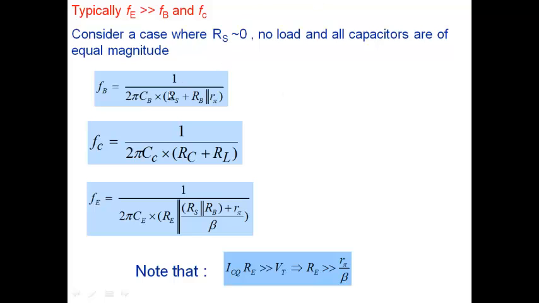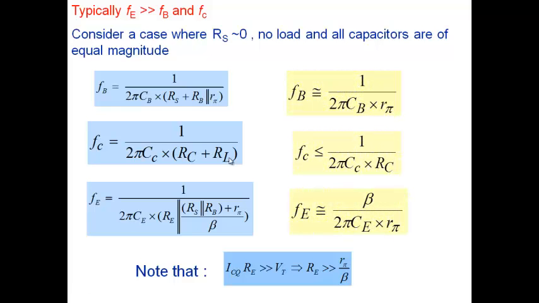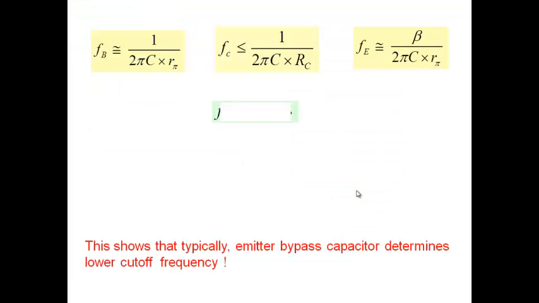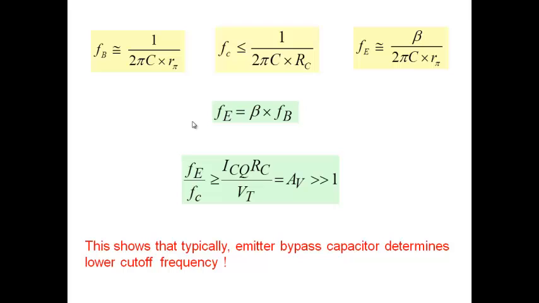If you start looking at these expressions for FB, FC and FE, right? Look at the three expressions that we have obtained. And if I make some approximations in order to show you, suppose I say RS is negligible, RL is not there, no load is there, then what happens is my FB becomes 1 by 2 pi CB R pi, FC becomes 1 by 2 pi CC into RC here, FE becomes beta by, and just through a couple of manipulations I can show the following.